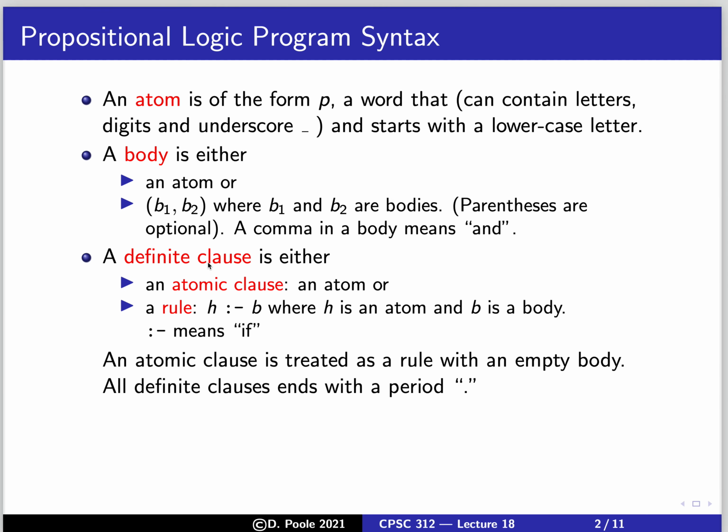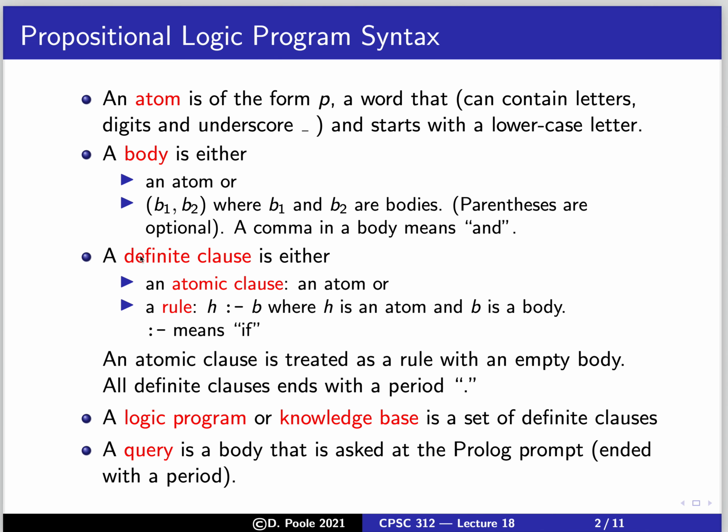Then a definite clause is either an atomic clause, just an atom, or a rule H if B, where H is the head, an atom, and B is the body. That's going to mean if. So it means H is true if B is true, or the atomic clause is just stating that the atom is true. An atomic clause is treated as a rule with an empty body. All these definite clauses end with a dot, so you can tell when they end because they have a period at the end.